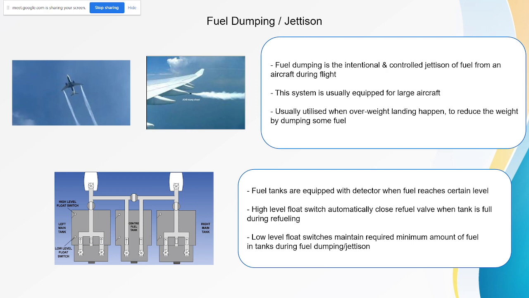To control the amount of fuel that is dumped, the aircraft is equipped with a detector. Here, when we see the picture, there is a low level float switch. This is mainly used for aircraft that is equipped with a fuel dumping system, where when the fuel reaches a certain level and the low level float detects the level, it will stop the fuel dumping system, because if it continuously dumps the fuel, there will be no more fuel in the tank.